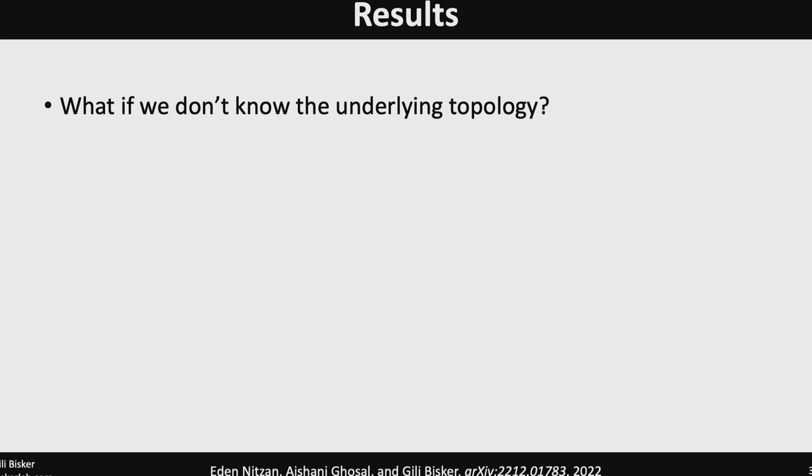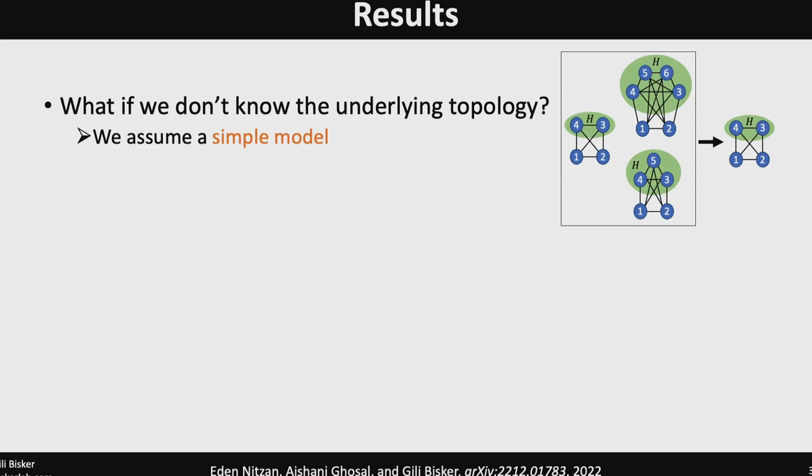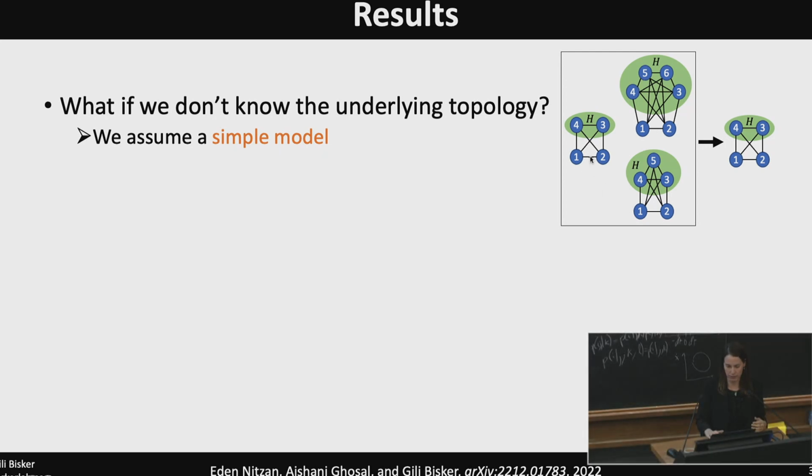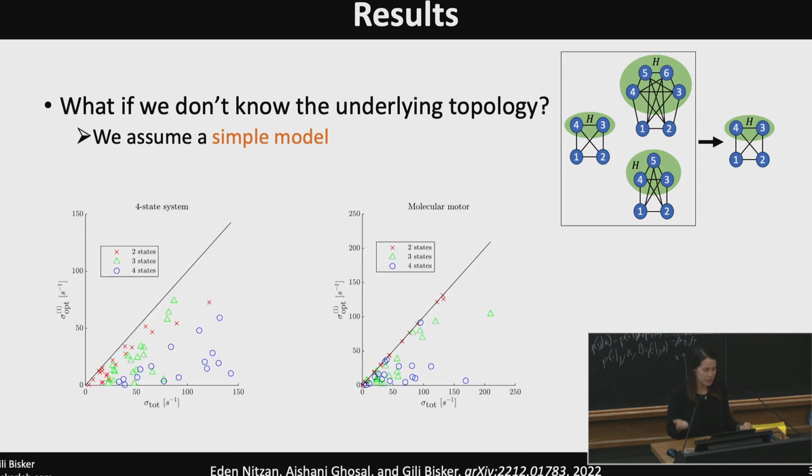Okay, so what happens if we don't know the underlying topology, because this is a very strong assumption? So we assume a simple model. Let's say these were the real systems. I can have perhaps 2 internal states, 3 internal states, or 4 internal states that are coarse-grained to one hidden state. But I only assume a simple topology where I only have 2 states in the coarse-grained state. So I still get a lower bound on the total entropy production. So if I don't know anything, I can just make a guess and still get a lower bound.